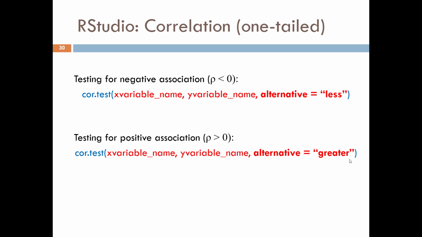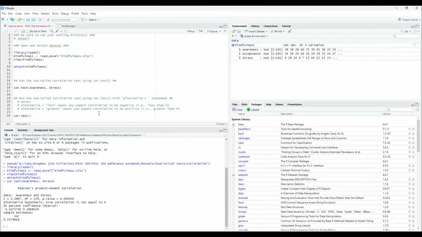So let's go back to RStudio and try running it together. Okay, and so here in the code, I have written down some notes for you just to jog your memory should you be using my code. But in this instance, we have awareness and stress, but we're hypothesizing a negative correlation. And so again, we would tell R the two variables that we want to study, and this time we want to say alternative, and then in quotation marks, "less," because we're expecting a negative relationship. And so let's try running that.